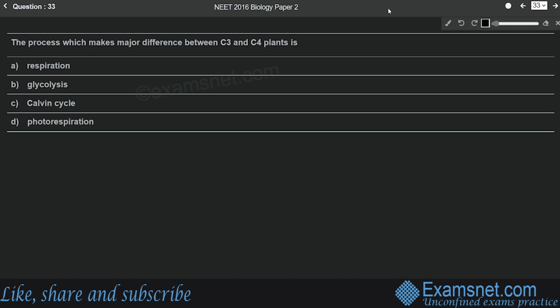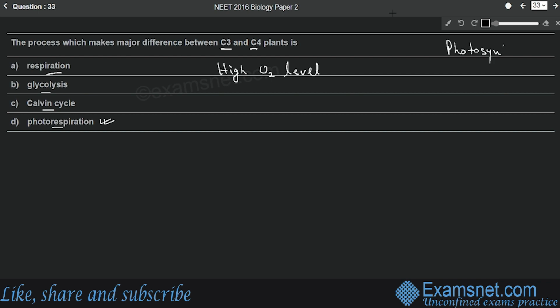Question number 33 is from the chapter Photosynthesis in Higher Plants, and the question is the process which makes major difference between C3 and C4 plants is, options are respiration, glycolysis, Calvin cycle and photorespiration, and the correct answer is option D, that is photorespiration. So what is photorespiration? It is the inhibition of photosynthesis by high oxygen level. Okay, high oxygen level. See what happens during photosynthesis.